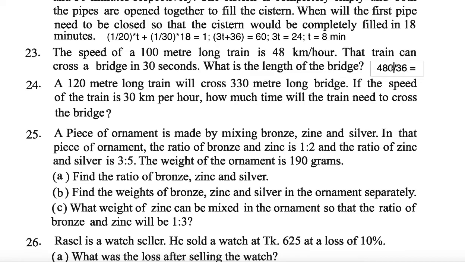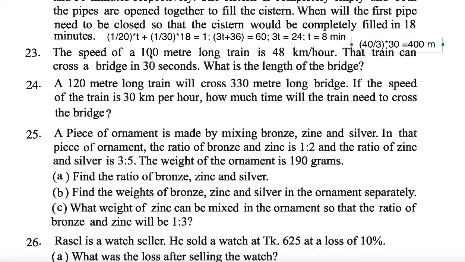12 4s are 48, so this is 40. This is 3, 12 3s are 36. So 40 by 3 meters per second into 30 seconds is the distance the train covers in 30 seconds. How much is it? 400 meters. This is 400 meters.